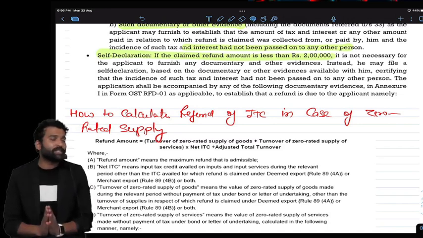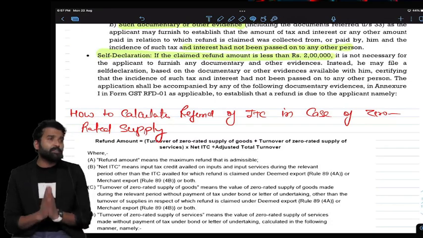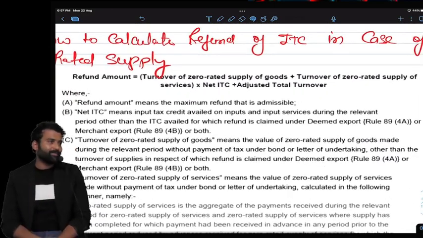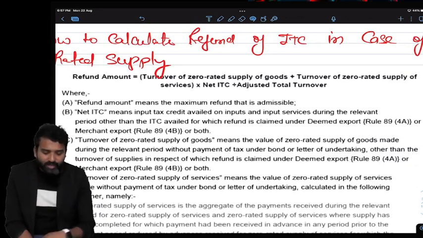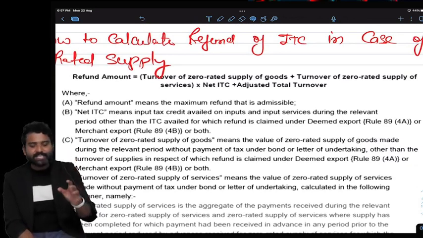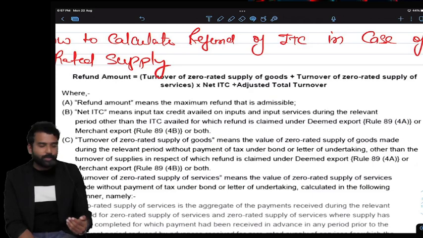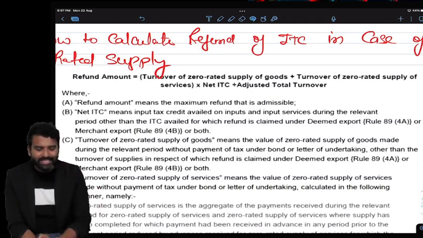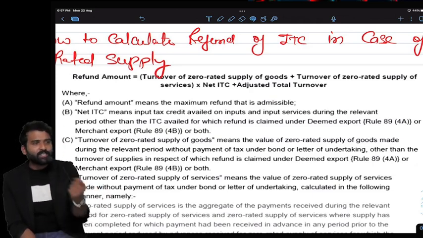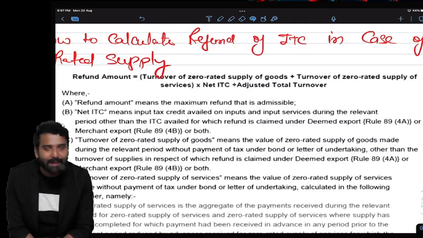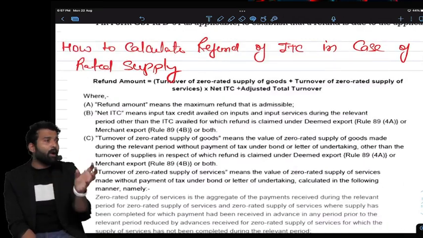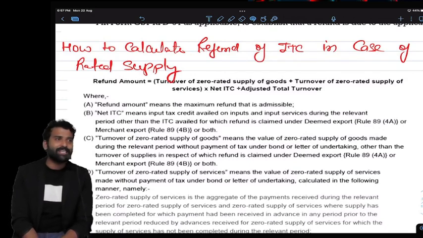ITC in case of zero rated supplier? Again, this is very important, and for this we have to look at the formula. If you have notes, I will suggest you please open your PDF. If you are watching this session on laptop, please open this PDF in your mobile. If you are watching in the mobile, please open your PDF in the laptop. But it is very important, sir. How to calculate the amount of refund of ITC in case of zero rated supply?